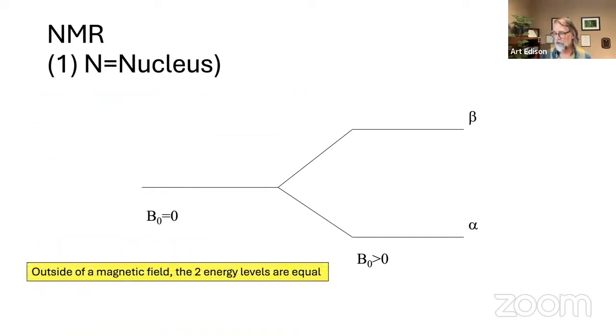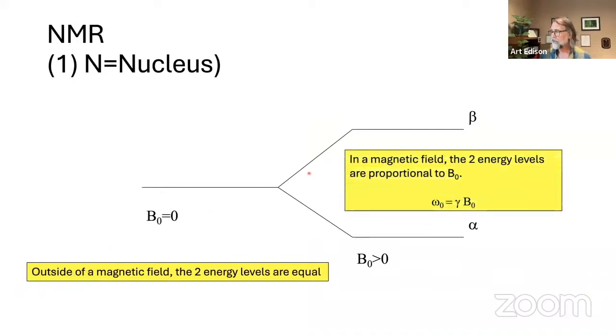So outside of the magnetic field here, let me get my laser, the energy levels are equal. In the magnetic field, the energy levels are proportional to the magnetic field that you're putting it in. So this energy splitting right here gets bigger linearly with magnetic field strength.